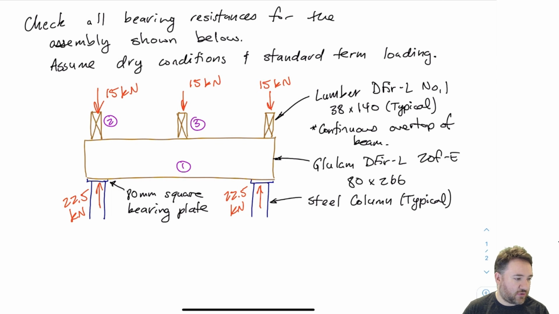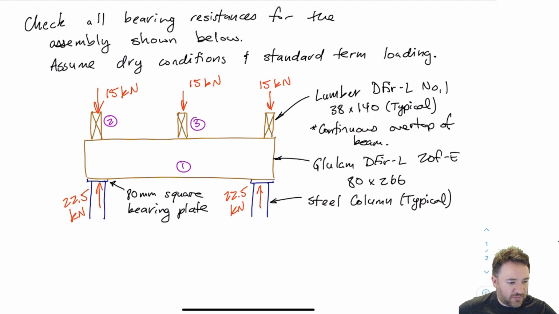So I'm going to have a number of places that I need to check. For the glulam beam, which is identified as number 1 on the drawing there, I'm going to have to check the bearing of the steel columns onto the beam. I'm going to have to check the bearing of the joists onto the beam. And I'm also going to have to check the squeezing bearing capacity for the area that is at the end, where I have a restraint on one side and a load on the other.